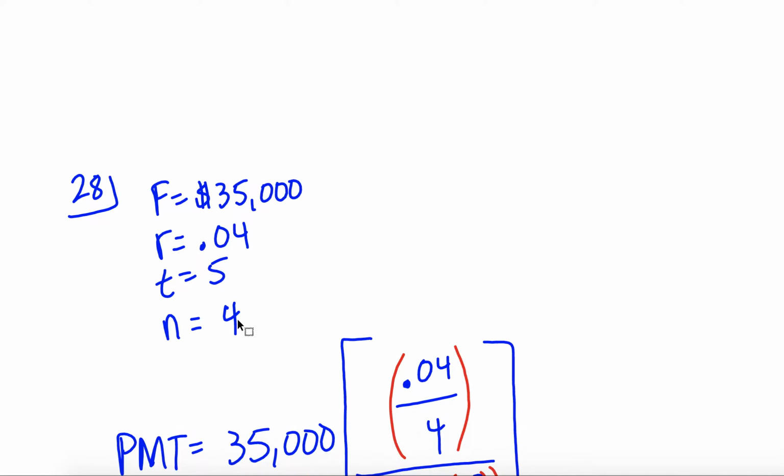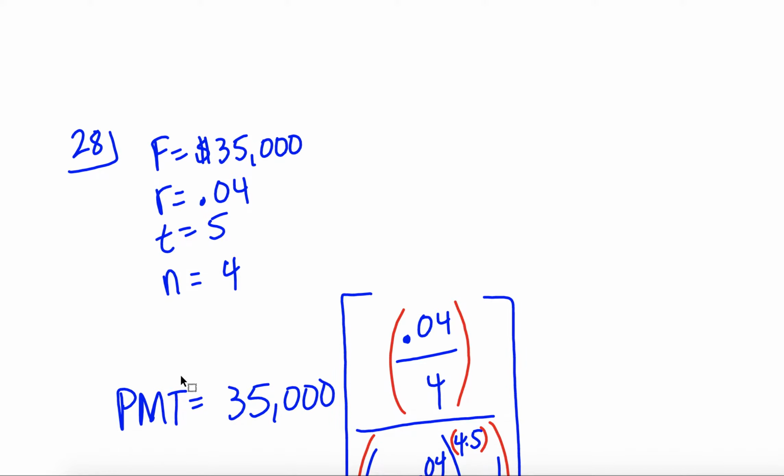So as an example, let's say you want to have $35,000. You want to have that in 5 years. You're able to get 4% interest, and you're going to put it away every quarter. So this is where you're going to earn this interest every quarter, and you're going to put this money away every quarter. So I want to know what my payment would be.